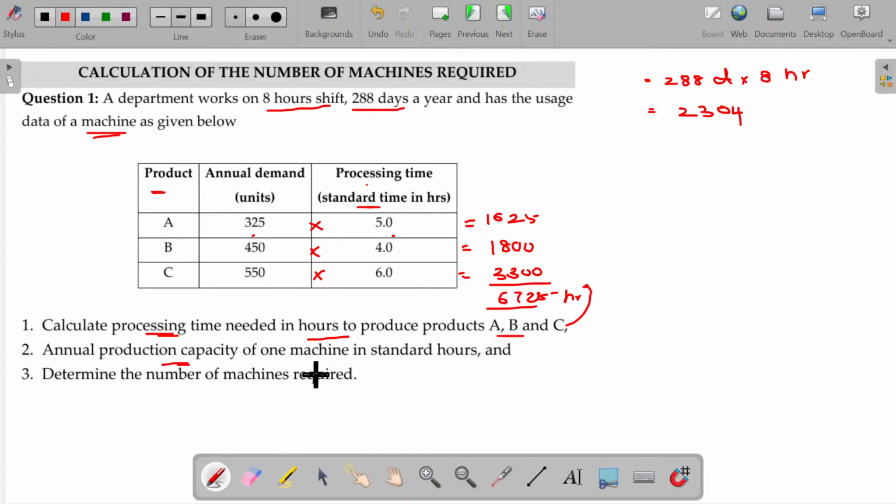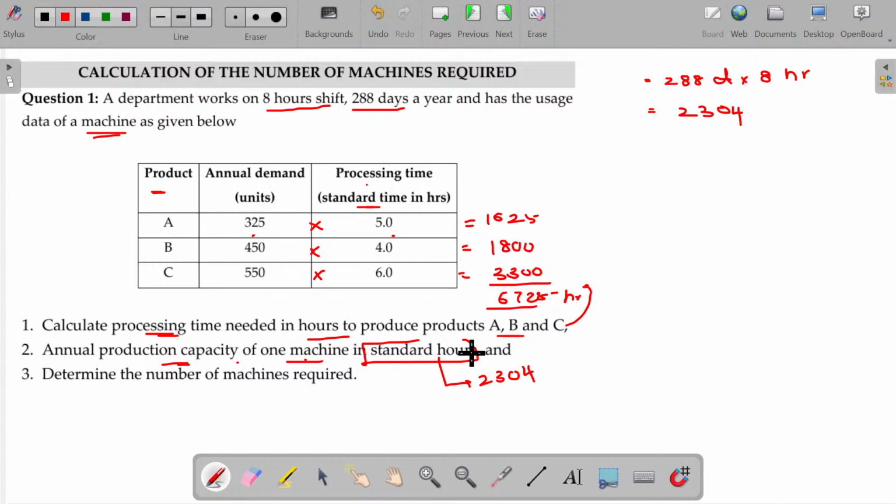Annual production capacity of one machine in standard hours. What could be the standard hours we can produce for a machine? For a machine, we can produce 2,304 hours. Every day 8 hours, in a year 288 days. So roughly using one machine we can work for 2,304 hours. But for producing these 3 products we are in need of 6,725 hours.